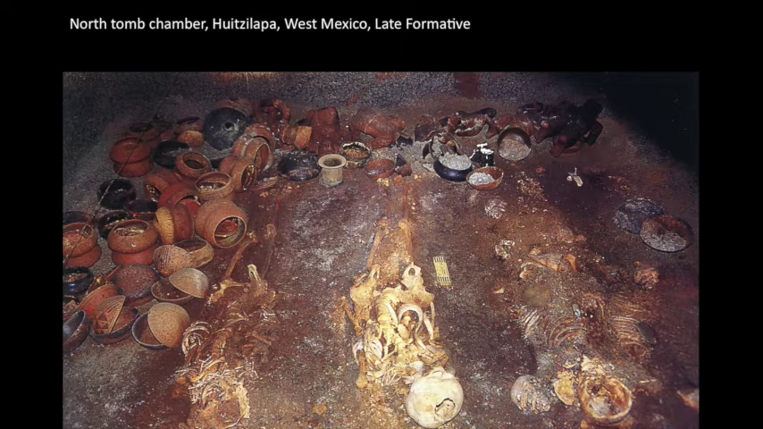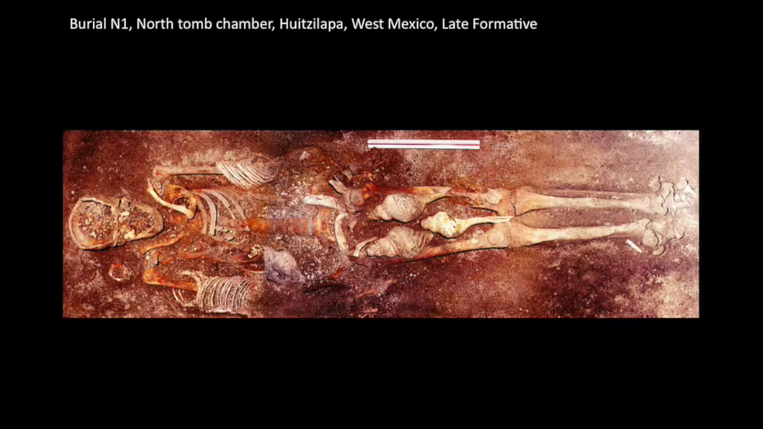Here is a photo of all 3 burials in the northern tomb chamber. You can also see all of the ceramic offerings to your left and in the background. Here's Mr. N1. You can see the conch shells by his thighs, as well as the elaborate shell bracelets on both of his arms. Quite possibly, this man was an important ruler of the site of Huitzilapa.